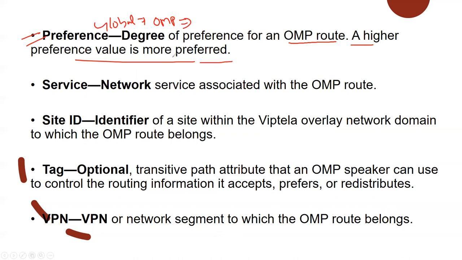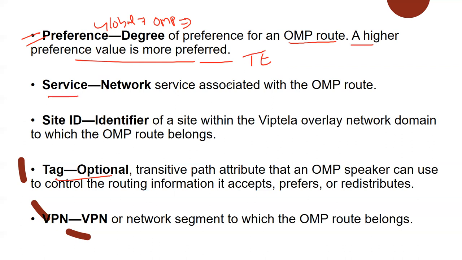So whenever you're creating the global policy, you'll get the options. Whenever you're creating a control policy related to how the traffic flow will happen, like traffic engineering related policies, you will get the option of whether you want to set the preference, set the tag, set the TLOC preference, or set other parameters. So options will be there. You have to go and choose those options. Otherwise, it will work as a default.